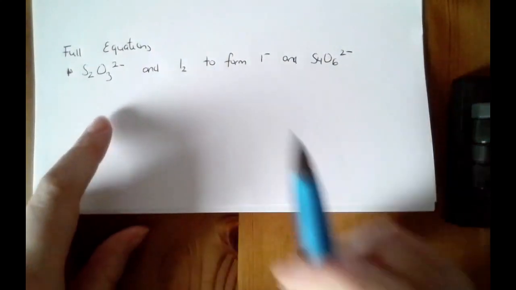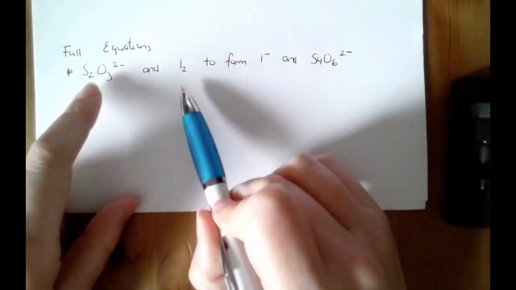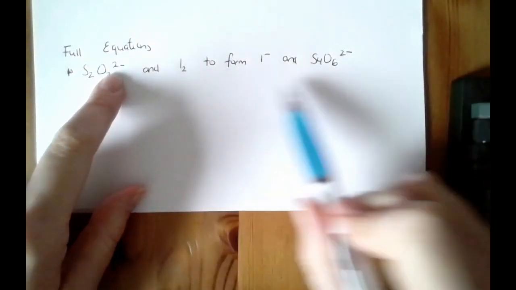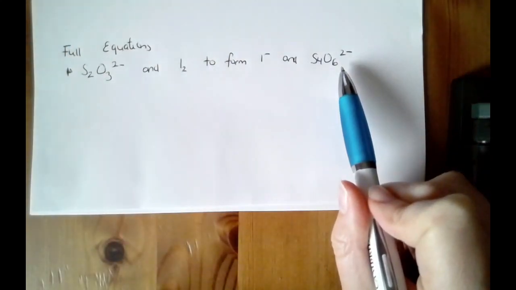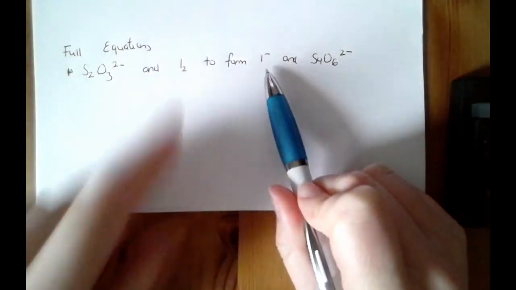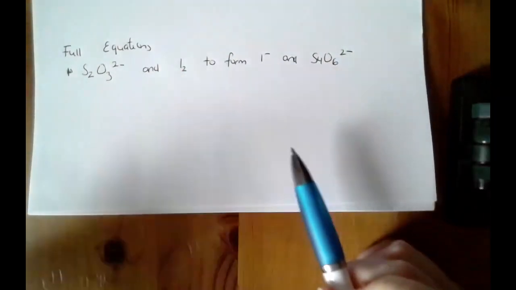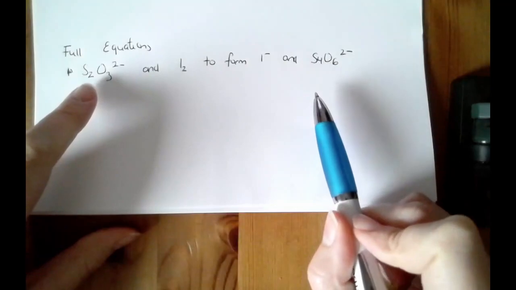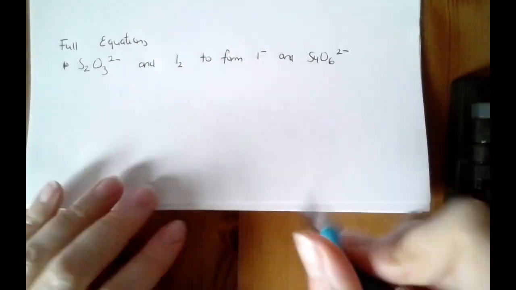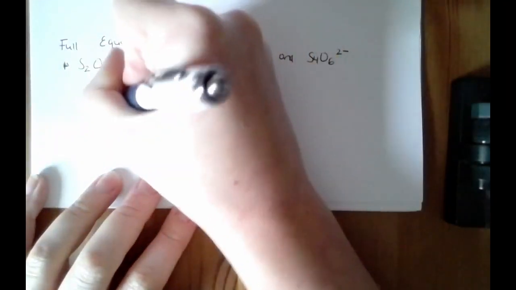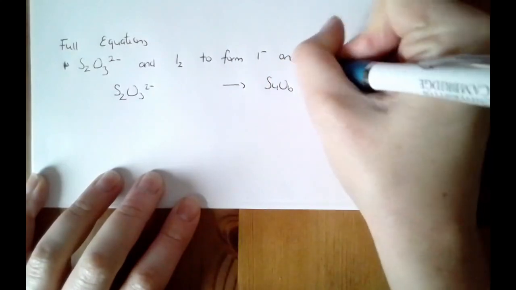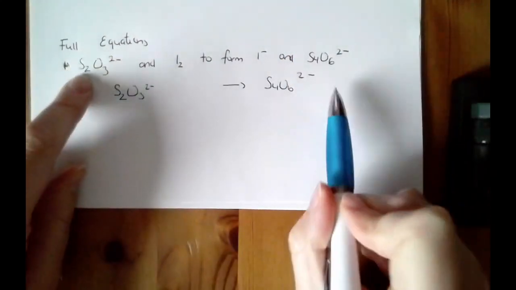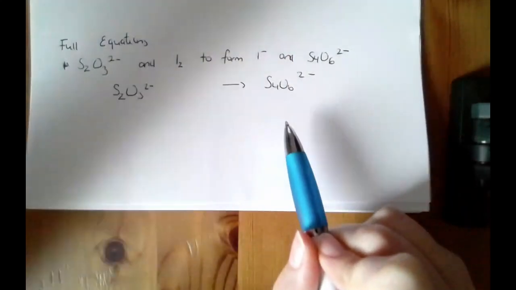So what I've got here is I'm being told that S2O3 2- ends up forming S4O6 2-, just like we did at the start. And I've also got I2 forming I-. So I'm going to do this under acidic conditions. And what I need to do is write down two half equations. So the first one was S2O3 2-. That's going to become S4O6 2-. And I know that these two pair up just because they've got the same atoms.